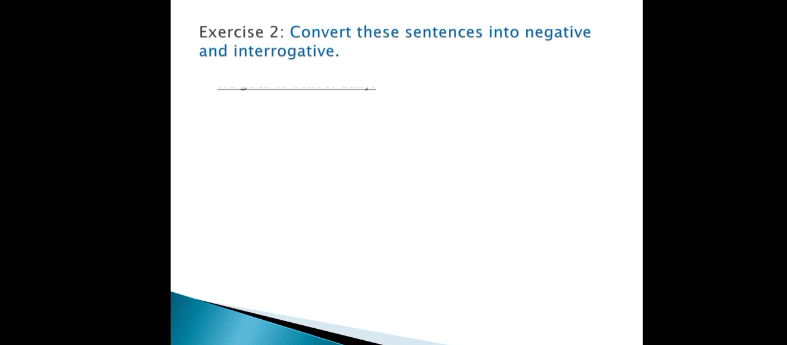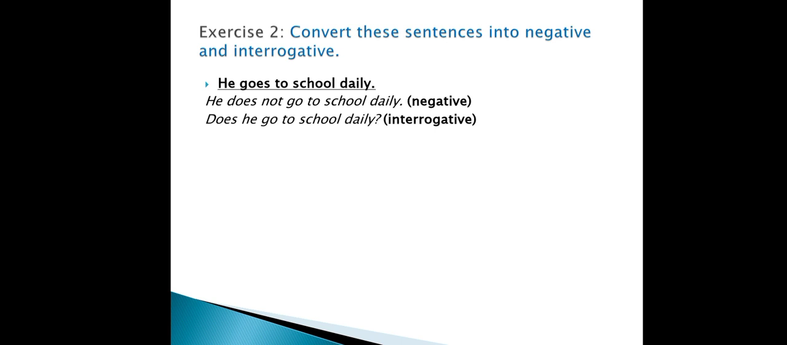Exercise 2 answers. First one, he goes to school daily. He goes to school, so we will use does. He does not go to school daily. And in the interrogative form, does will come in front. Does he go to school daily? And a question mark at the end.